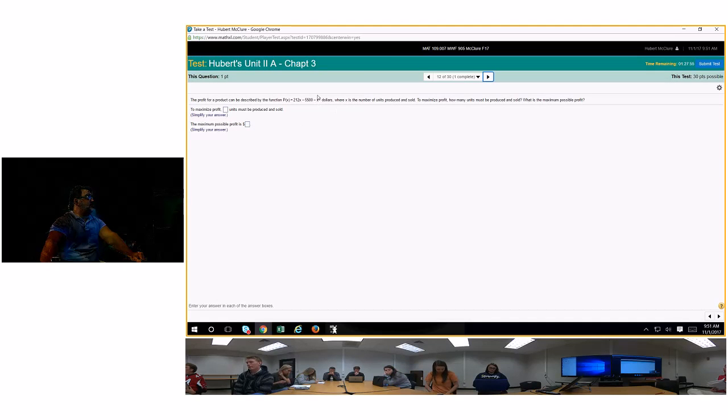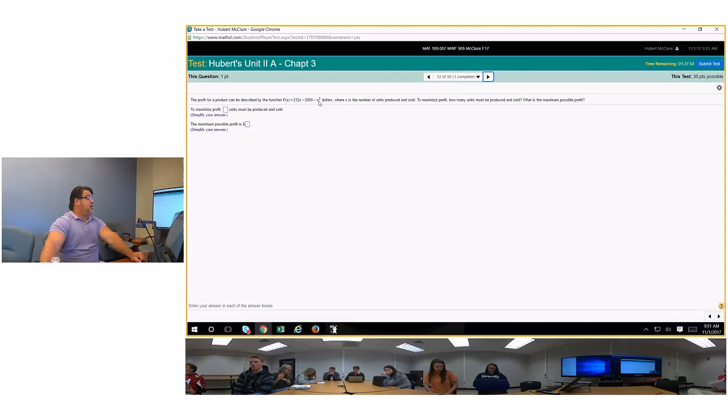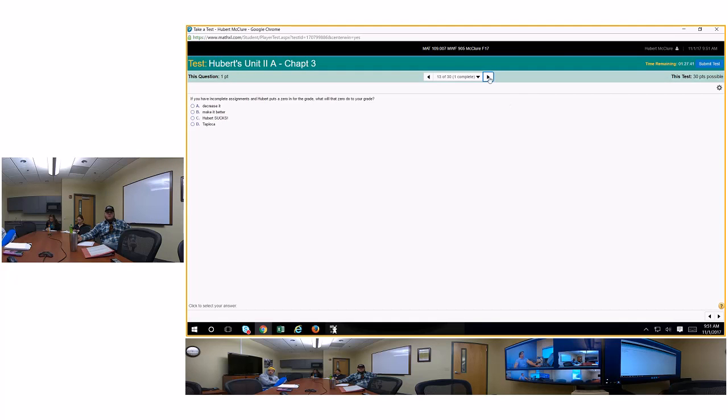Okay, this is a quadratic. Use your calculator if you want to. I want you to find the vertex. Maximize or minimize, that's the vertex. Extra credit.